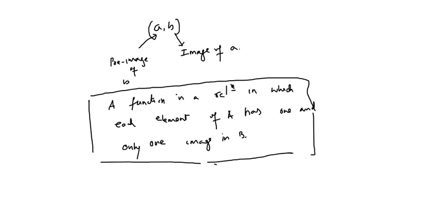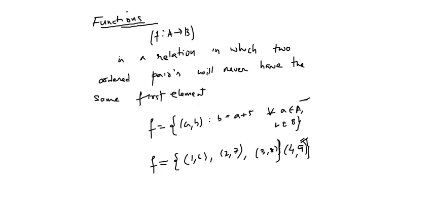For now you remember this, that a function is a relation in which two ordered pairs will never have the same first element. That is the definition of function as you have learned in class 11, and this is how we note the function A to B. So what do you think is the difference between a relation and a function? What is the most important difference between them?